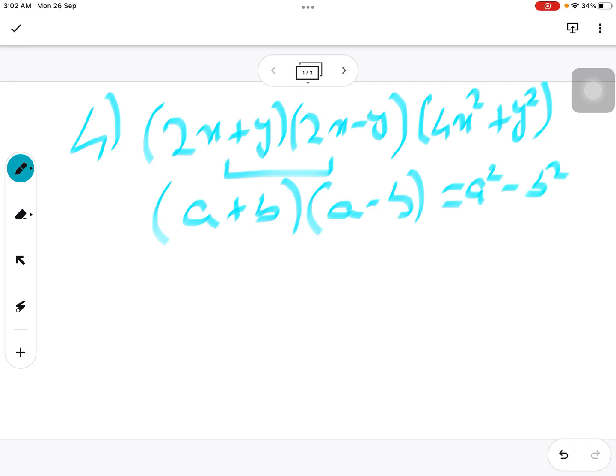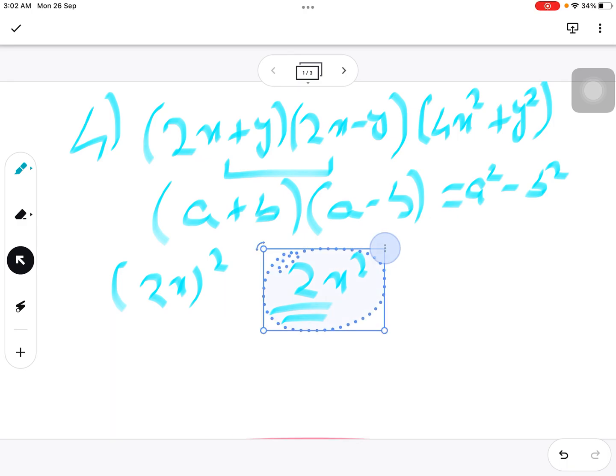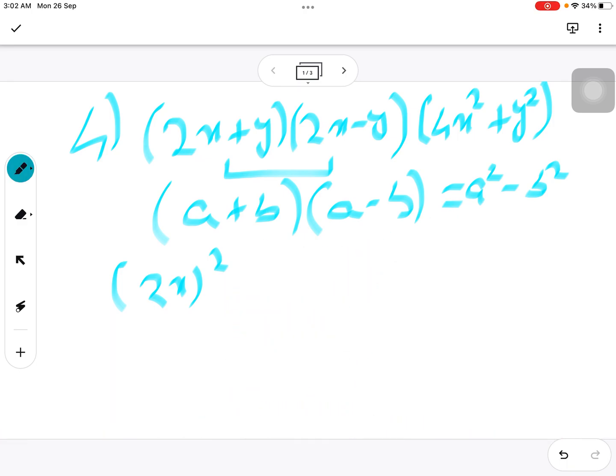So that becomes 2x whole square. Again, you'll have to put brackets always. 2x whole square. Otherwise, what will you write? 2x square. Most of the students commit this mistake, but you should not do that. When you put brackets, it applies to both 2 and x. So 2x whole square minus, the y is only singular, so directly you can write y.